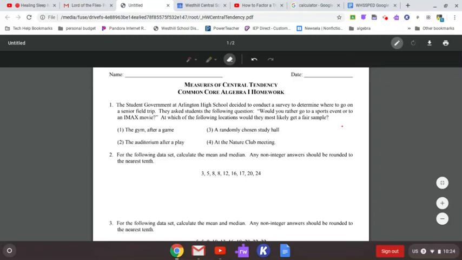Hello, everyone. So this week I wanted to again do a little video looking over the homework, give some hints, and sort of talk about what you'll be doing this week. So this week we're looking at the central tendency.